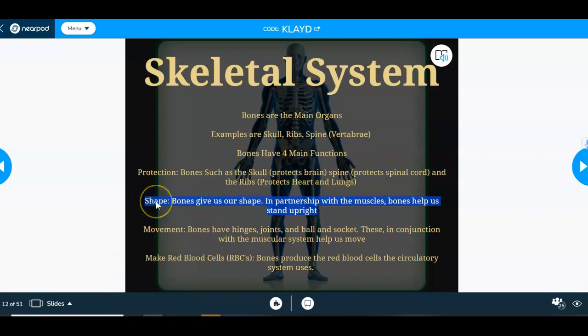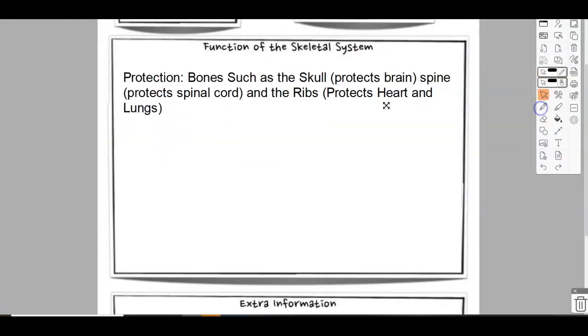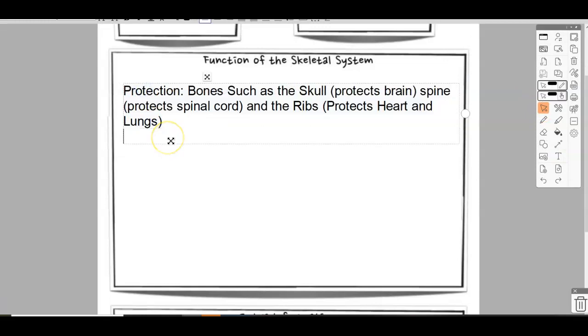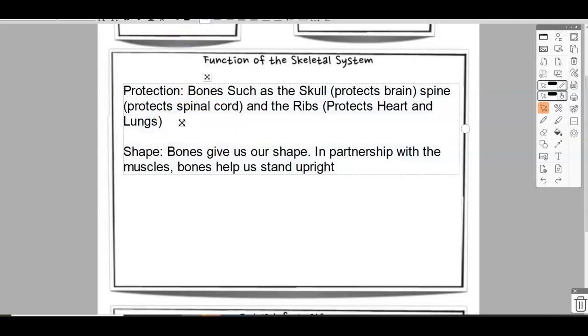So I'm going to take this. Again, you're welcome to pause this video as much as you need to. I'm going to go back into our packet. This thing does not like me, but we've seen that all year. And boom. Bones give us our shape.